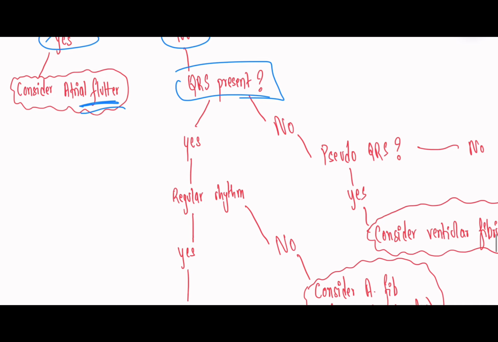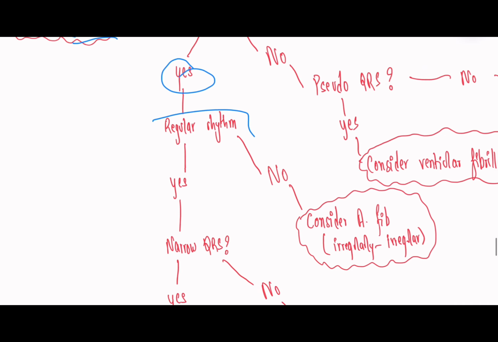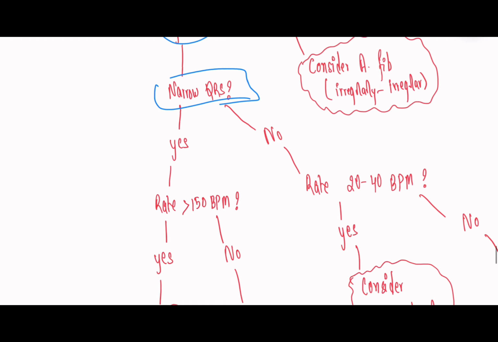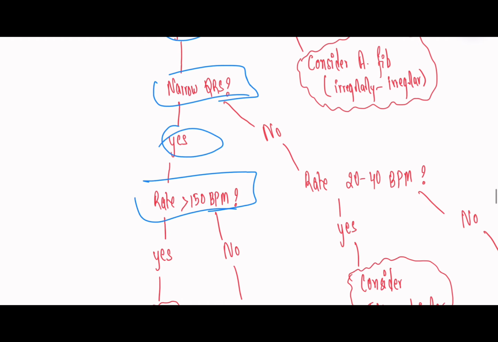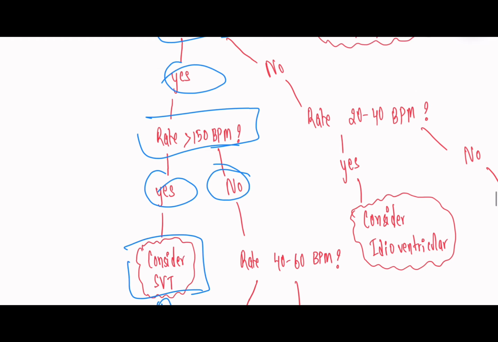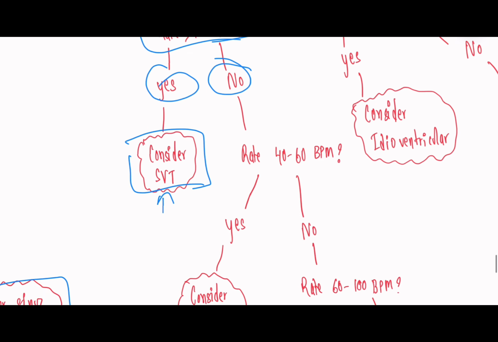If QRS is present and the rhythm is regular, and if the QRS is narrow and the heart rate is more than 150, then we call it SVT, supraventricular tachycardia. But if the heart rate is not more than 150, then we should check the rate.